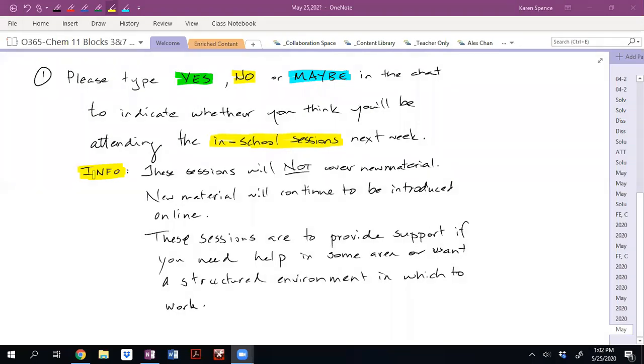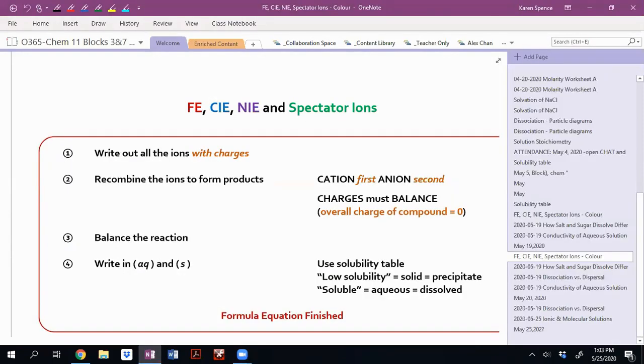Today we will go over any questions that you had from the complete ionic net ionic reaction worksheet, because you guys have a quiz on that this week. And just a little bit better and easier to read, the document is in the files.